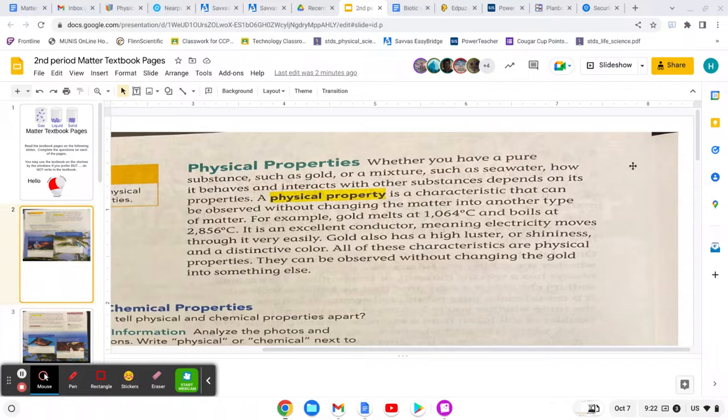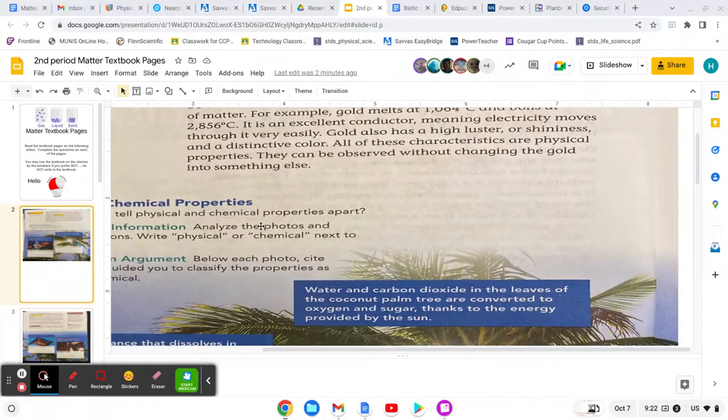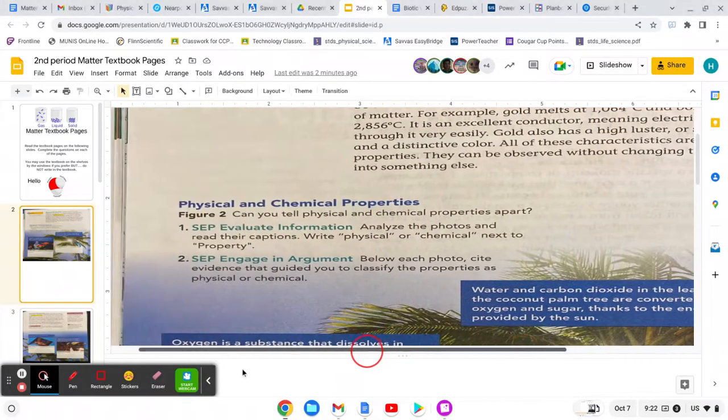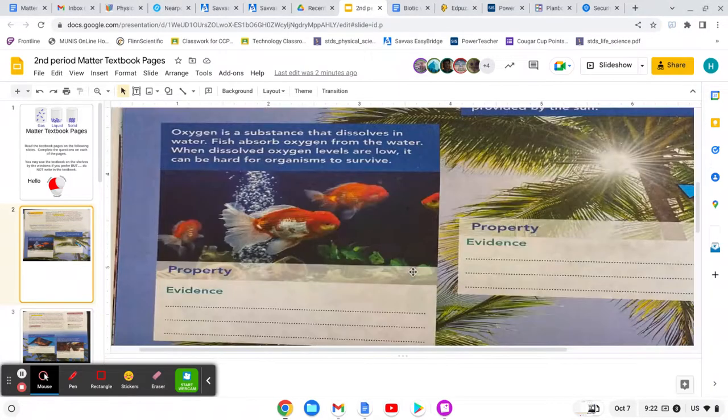So now we can take a look at our activity. You can go ahead and open up, and we're looking at the questions on this textbook page. The first one we're looking at is the one with the fish. It says, if iron is exposed to air and water, it can rust. I'm sorry, I'm on the wrong page right now, aren't I? Up here. Oxygen is a substance that dissolves in water.